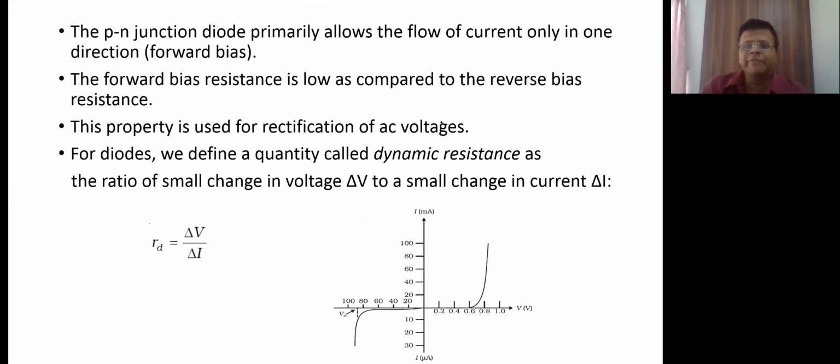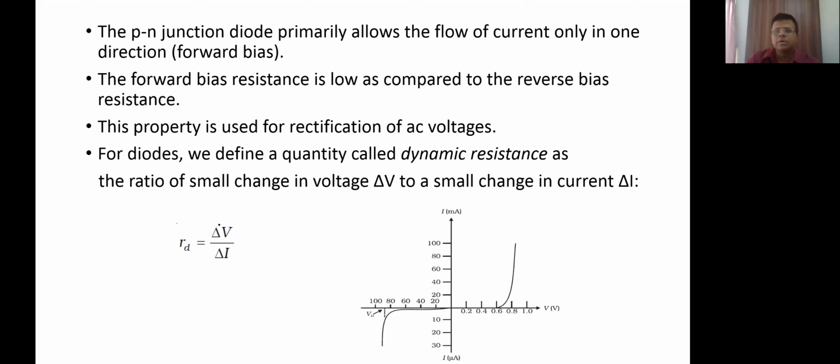So now we define the input resistance, or the dynamic resistance, of the diode. Dynamic resistance of the diode means if I vary this voltage, then how much does the current vary? So change in the voltage delta V, how much does it reflect in terms of change in delta I? That is called the dynamic resistance of the diode.